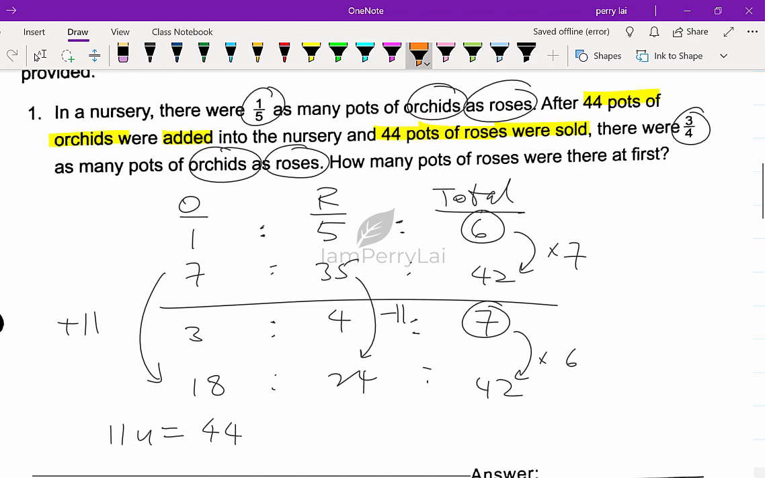So we go back to the question: how many pots of roses at first? Very important, it's at first. So we're going to use the second row here. They want roses, it's right here. So you're looking for 35 units. And with that, you would find your answer.